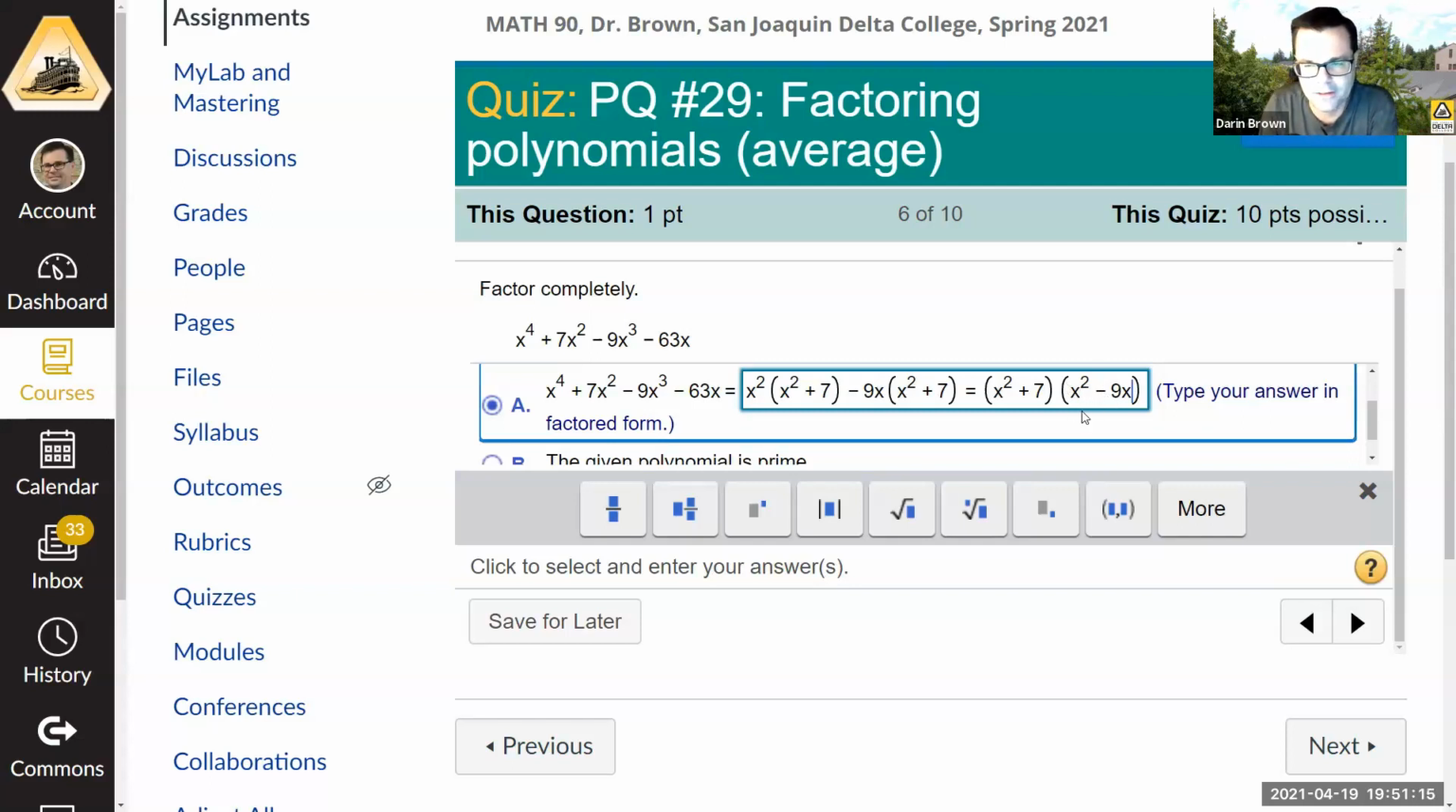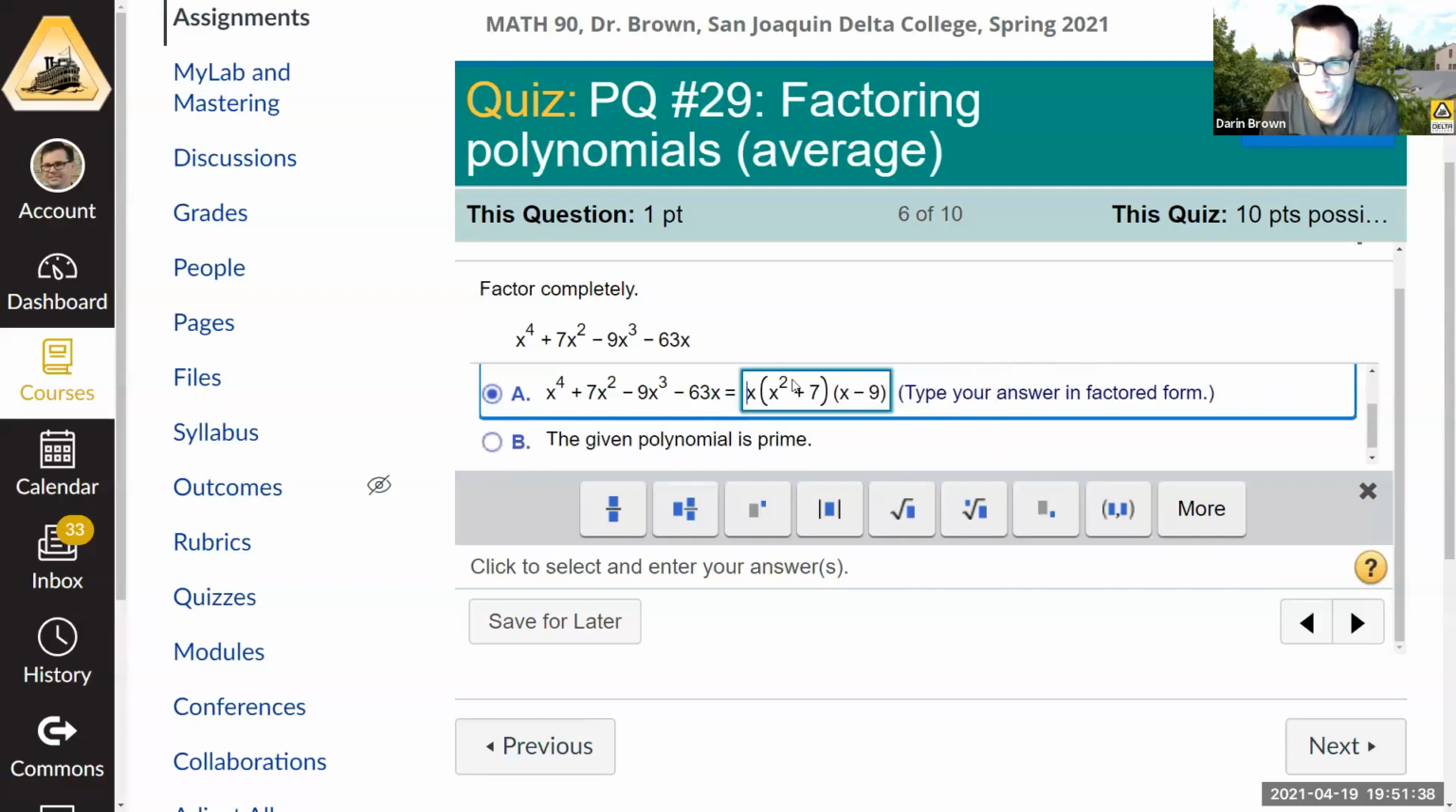So there's an x factor roaming around there. So now if I recognize it, I can factor it out. So I can say, well, let's take out that x. And get x minus 9. Now I can be done. It's x times x squared plus 7 times x minus 9. Okay, so that's what you should get, and you could change the order of the 2 binomials, it doesn't matter.